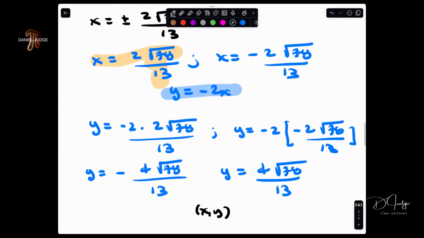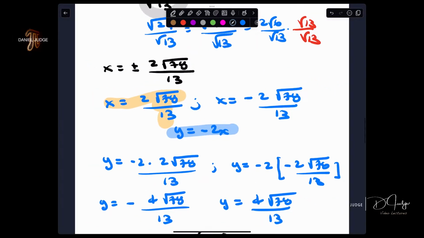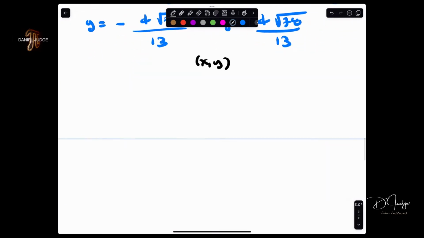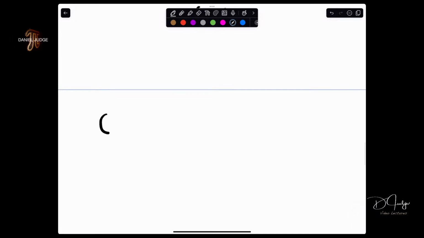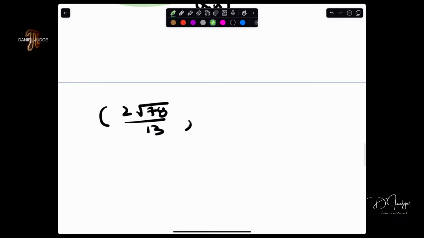So my first solution is when x is a positive 2 square root of 78 over 13. The corresponding y value is negative 4, very similar: negative 4 square root of 78 over 13.